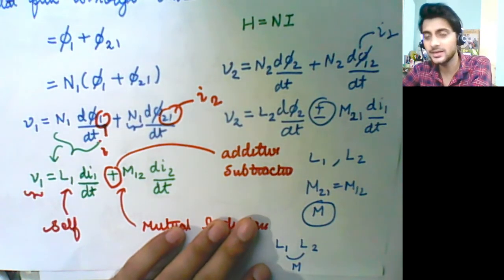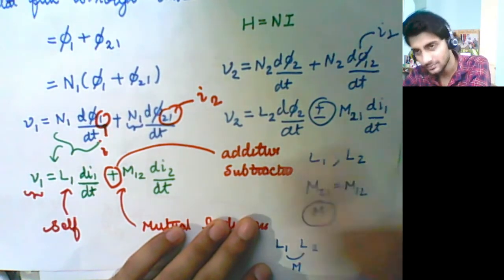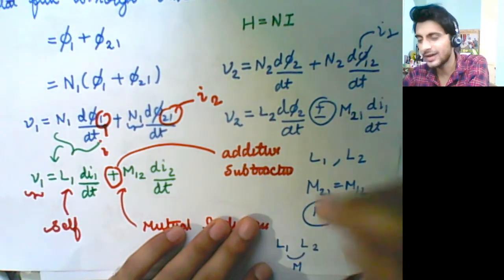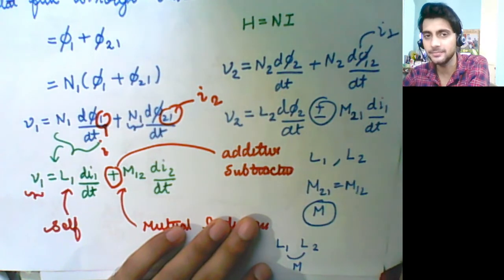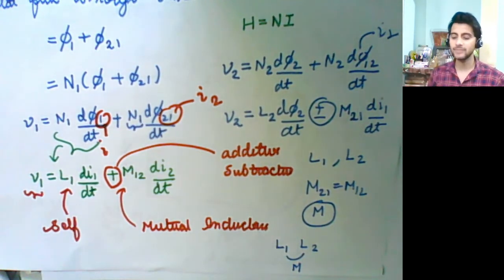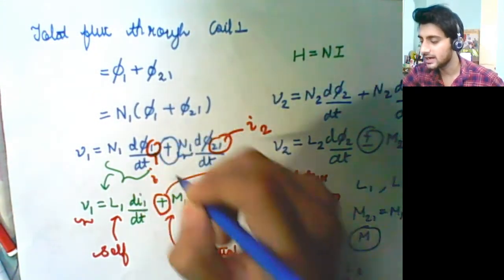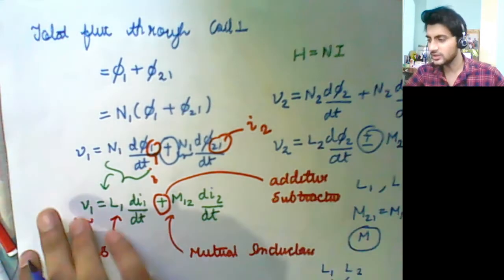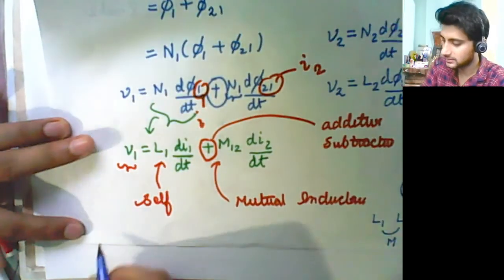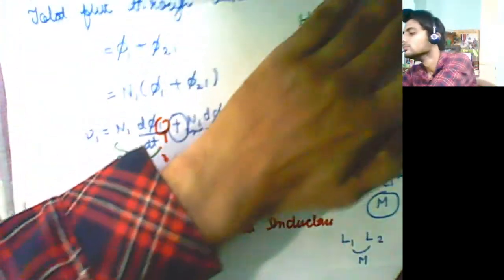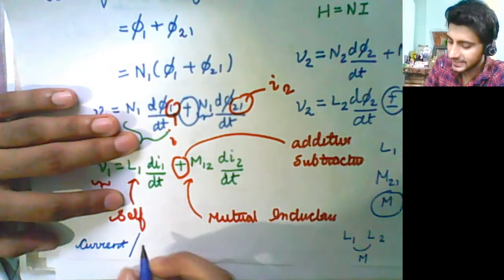Although we were considering four, M12 and M21, practically you will consider that because the effect of one on the other should be the same, the self inductances should be L1, L2 and the mutual inductance should be M. Now the main task is how to decide this sign, whether it will be positive or negative. Actually it depends on the current and the winding direction.